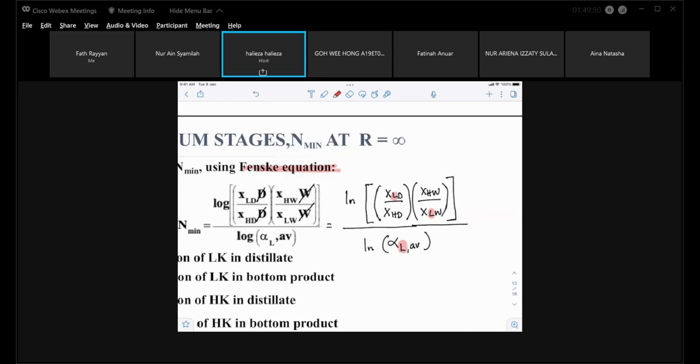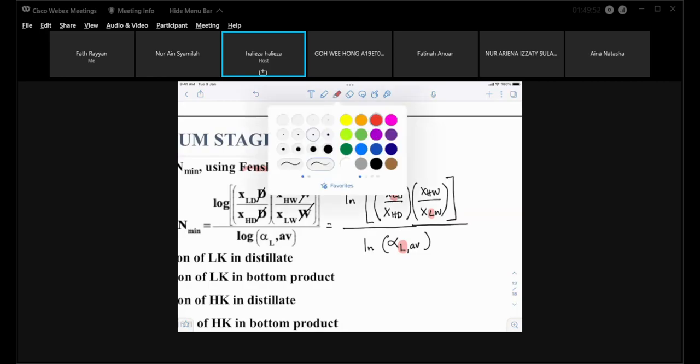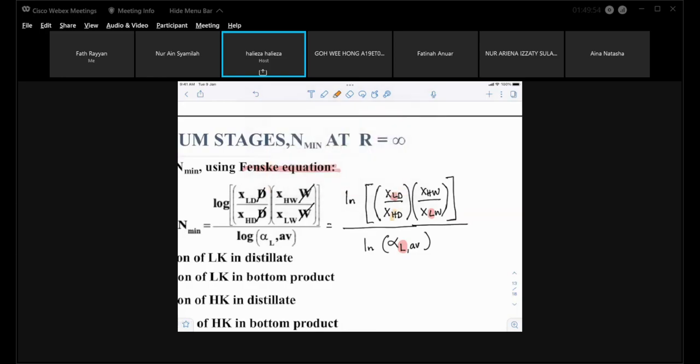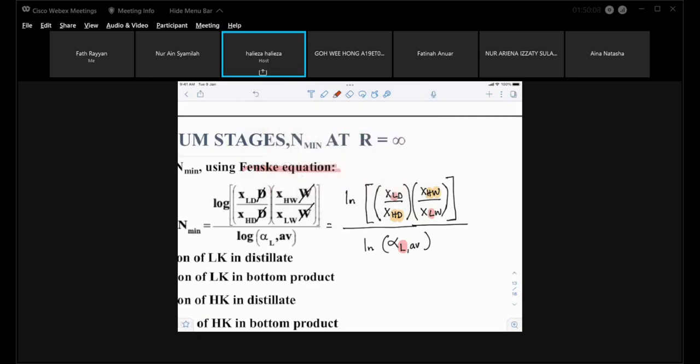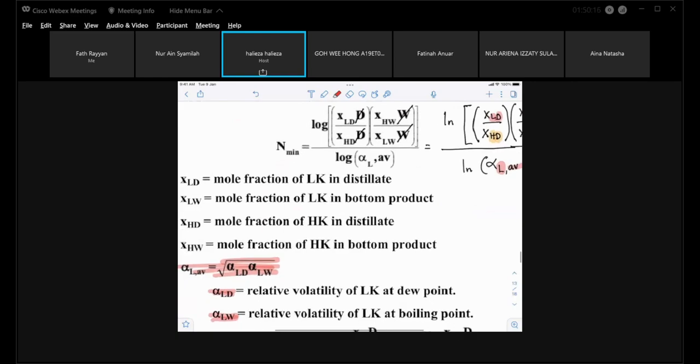Your heavy key, let's use a different color, that is your heavy key. If it has a subscript D, that will be in the distillate. If it's subscript W, it will be in the bottom product. So if you look at the light key, this is in your distillate, that's in your bottom product. This is obviously the average.